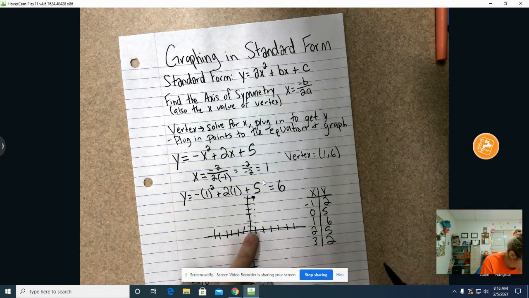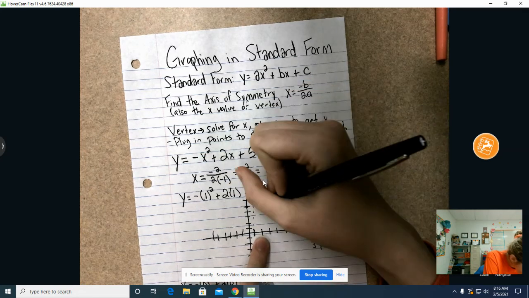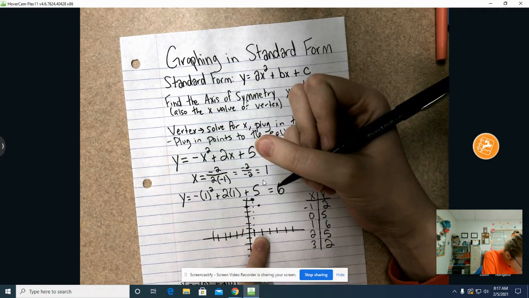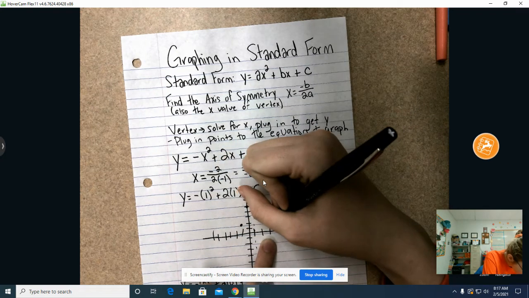So then we're going to graph. We're going to have 0, 5. We're going to have 2, 5. We'll have -1, 2, and we'll have 3, 2.